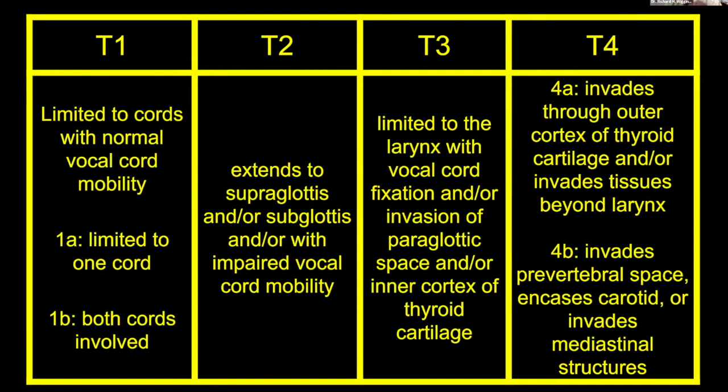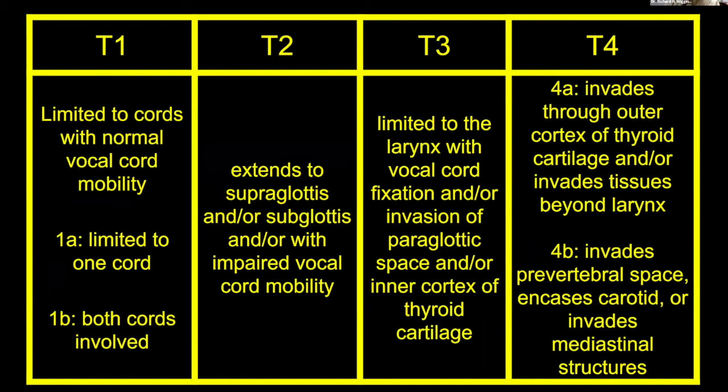The trick here is with the TNM staging, we bring in function to the equation. T1, normal cord mobility. T2, impaired cord mobility, or T3, fixed cord. I may not always know if the cord is fixed or not.